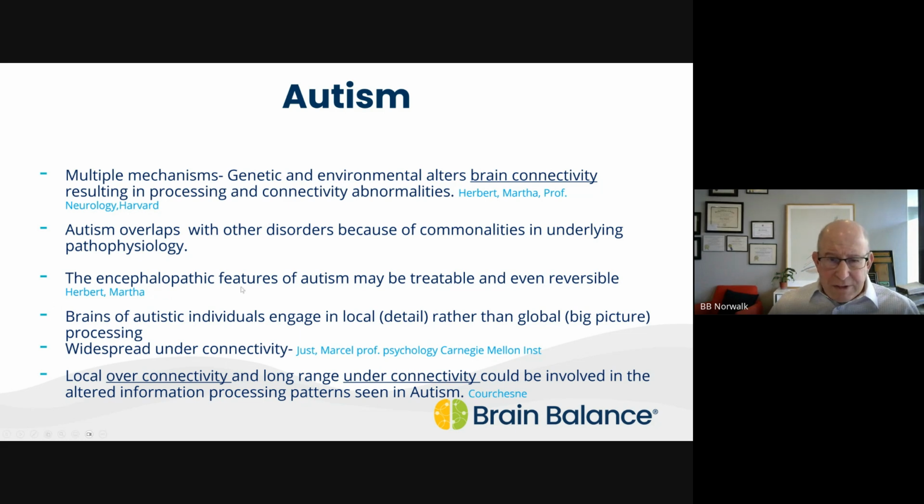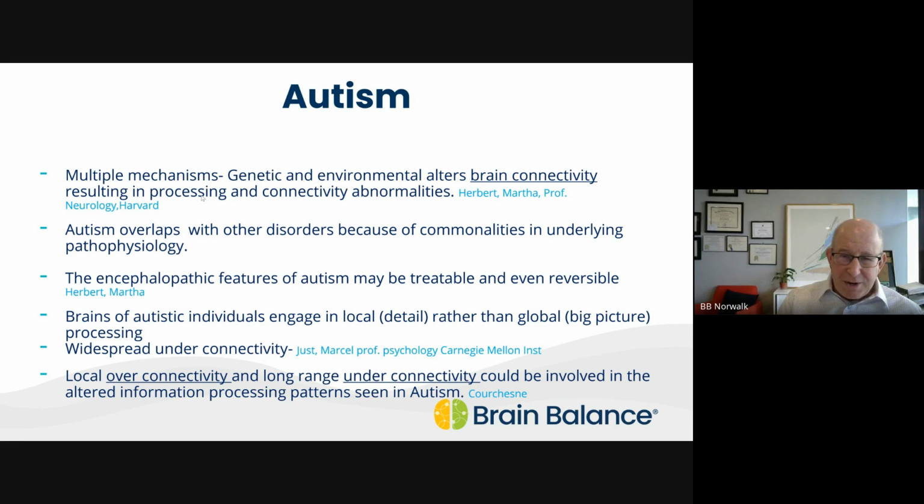The encephalopathic features, encephalopathic meaning the brain connectivity or the brain neuronal architecture of the brain. The encephalopathic features of autism may be treatable and even reversible. Again, Martha Herbert. Brains of autistic individuals engage in local, detail, rather than global, big picture processing. Now, we also understand that we have two hemispheres in the brain. Even though both hemispheres share a lot of the same commonalities, we know there are biases in one hemisphere compared to the other, which makes sense because it would be redundant to have both sides of the brain do exactly the same thing. It would waste real estate in the brain.